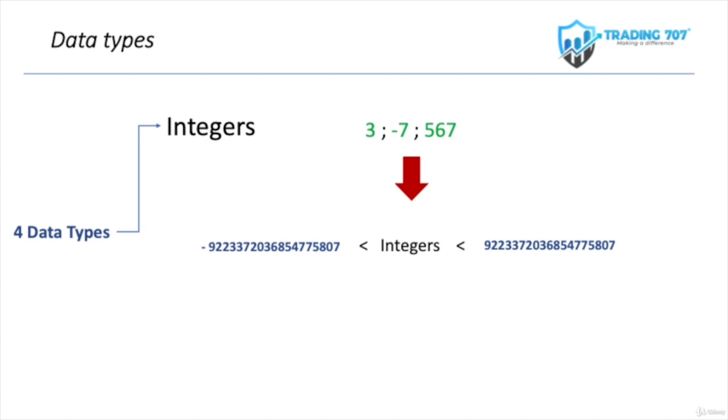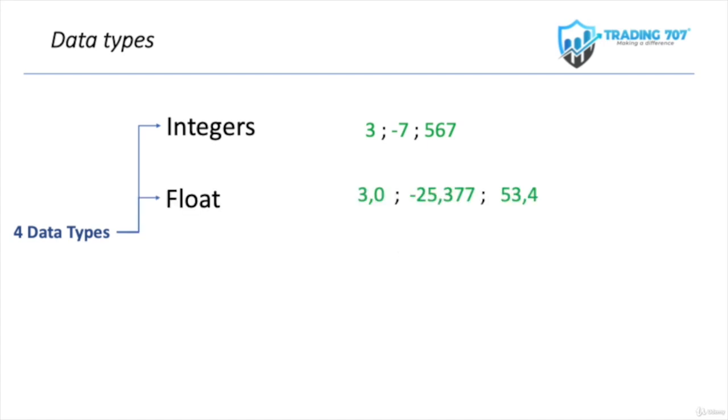Then we have real numbers called floats in Python. In order to make a difference between an integer and a float, it will be necessary to add a dot and 0. For example, 3 is considered an integer, while 3.0 is considered a float.